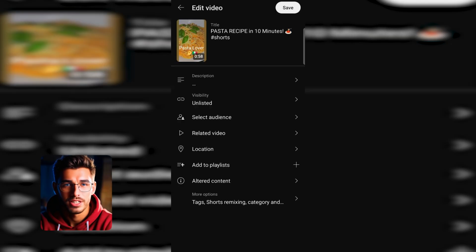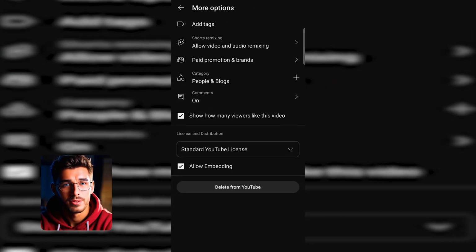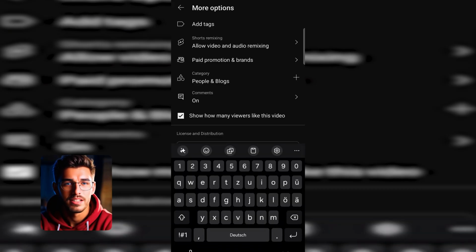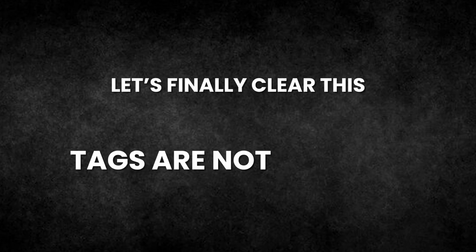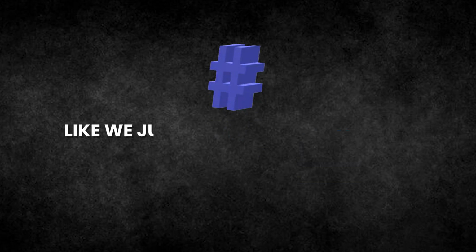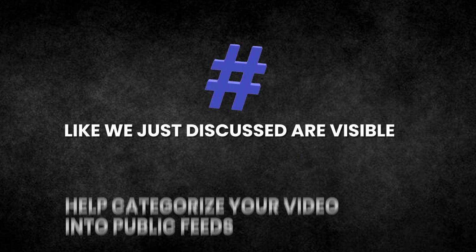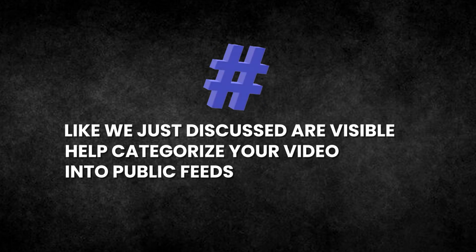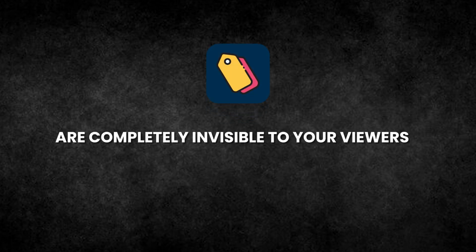Alright, our description is fully optimized. Now let's scroll down to the More option and talk about the hidden counterpart to hashtags, the tags. Inside More options, the first thing you'll see is the Add Tags section. This is probably the most overused and misunderstood section on all of YouTube. Let's finally clear this up. Tags are not hashtags. Hashtags, like we just discussed, are visible and help categorize your video into public feeds. Tags are completely invisible to your viewers.